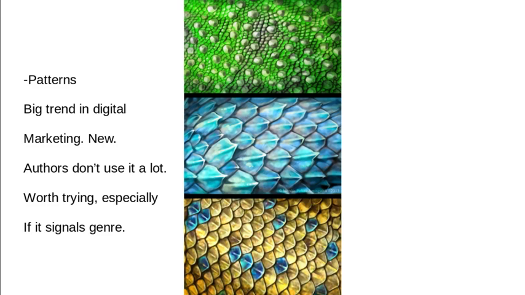And for authors, we can use patterns to signal genre, and we should. That should be a requirement. If you're going to use a pattern, it must signal genre, okay? Because in the business world, they use random patterns that don't mean anything and have no bearing on their message. Don't do that for books, okay? Always make sure the pattern connects to genre and story.